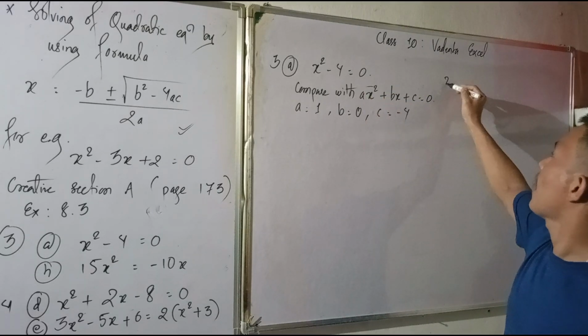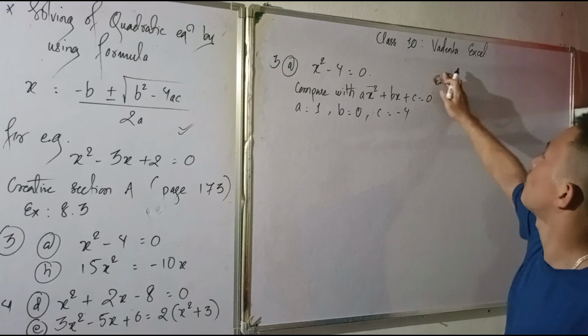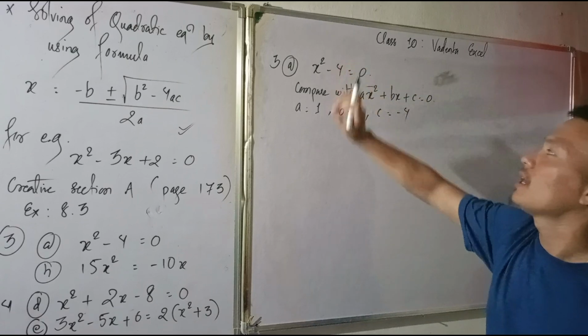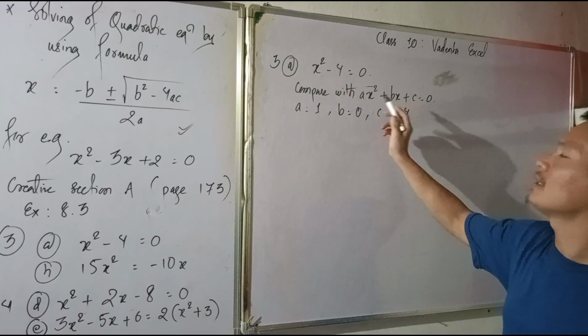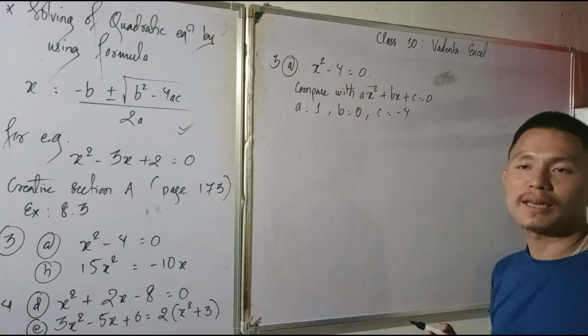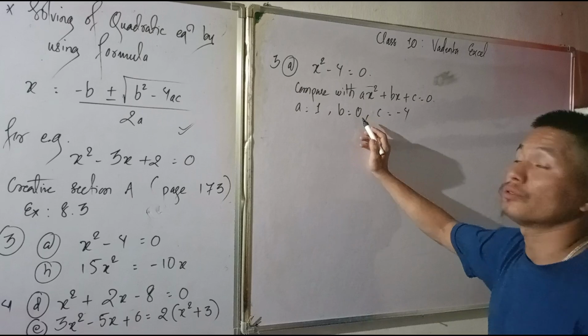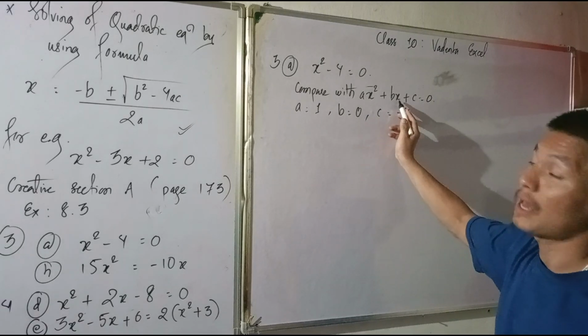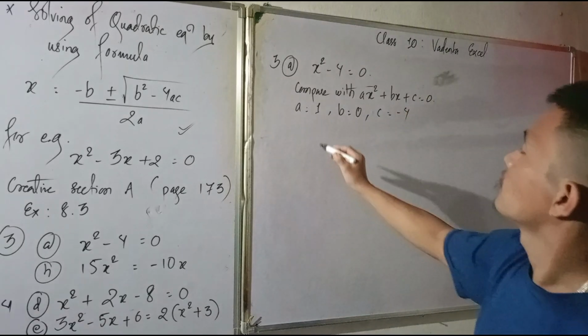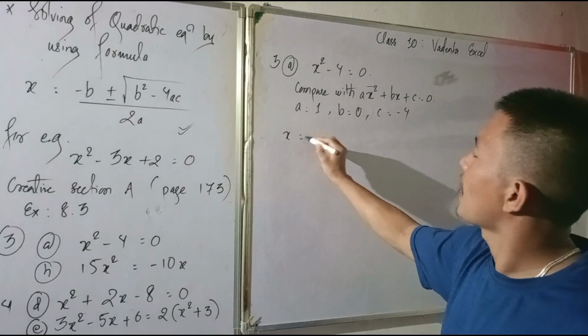The coefficient of x is 0, so x times 0, the whole part becomes 0. The x power 1 variable is absent, so we consider the b value equal to 0. So b is the coefficient of x.